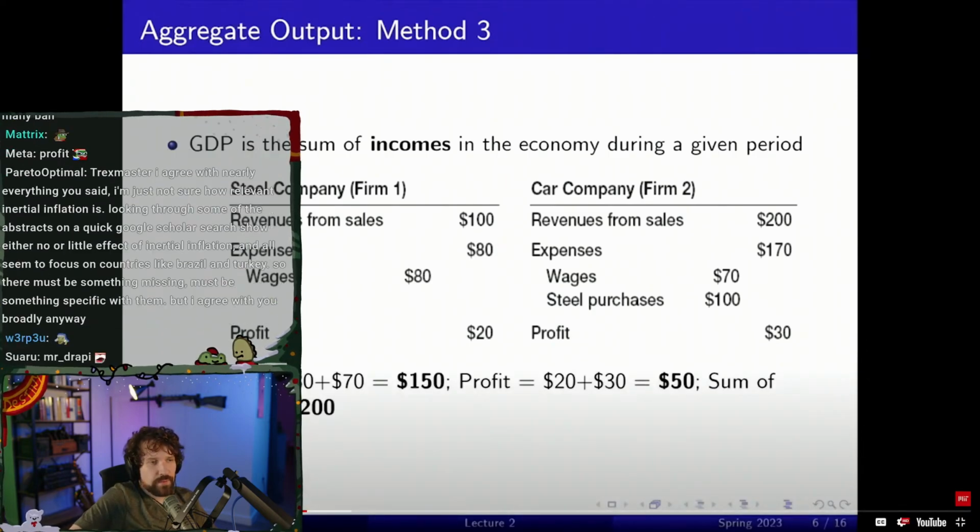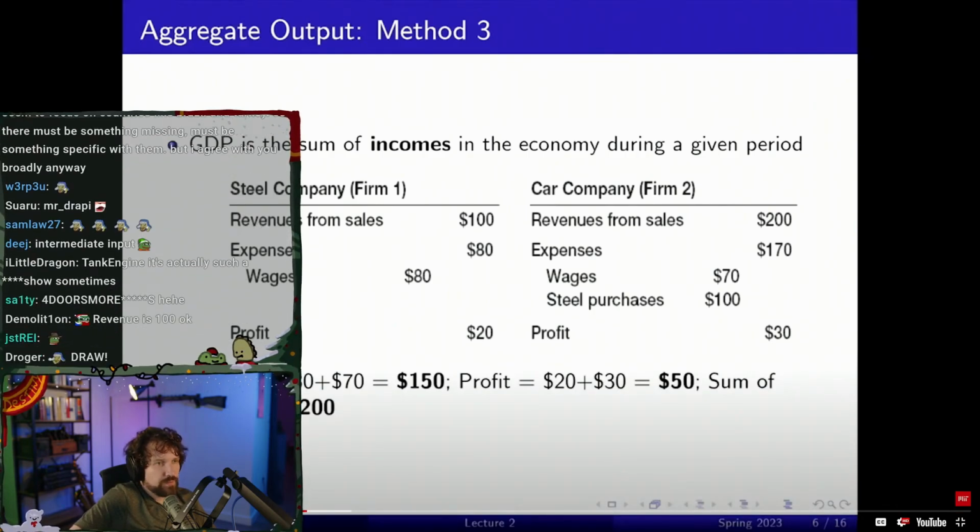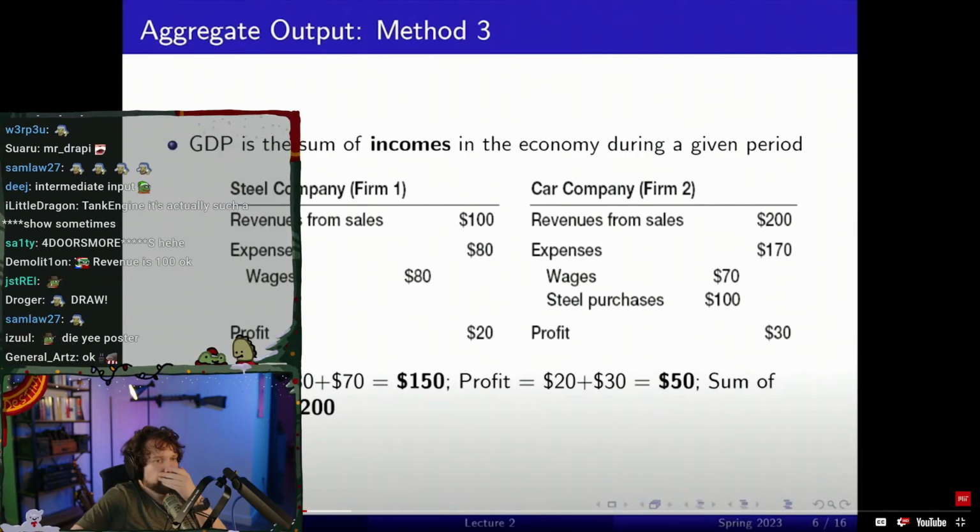Why do you keep spamming this in chat? Remember, GDP does not equal quality of life for the citizens. I don't think anybody's saying that. I don't think anybody said that. I don't know why you keep spamming this in chat.